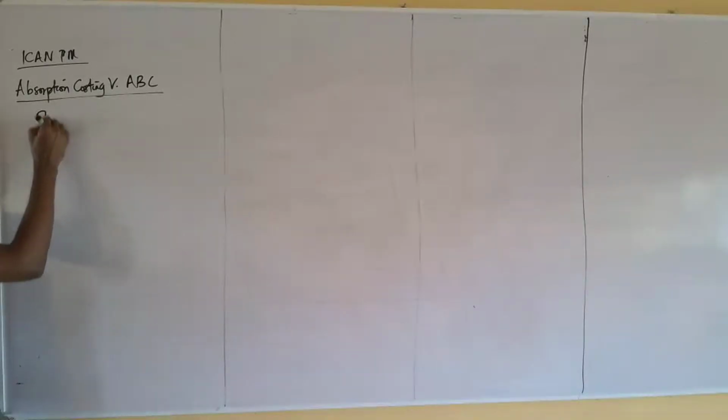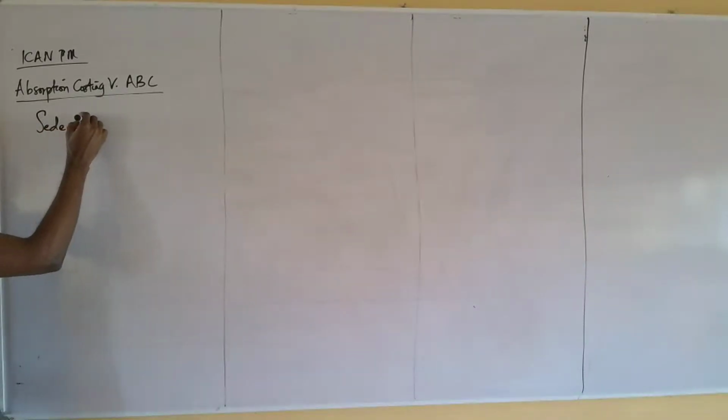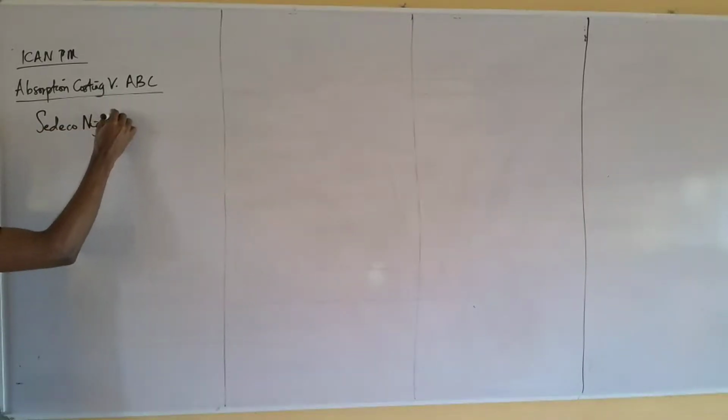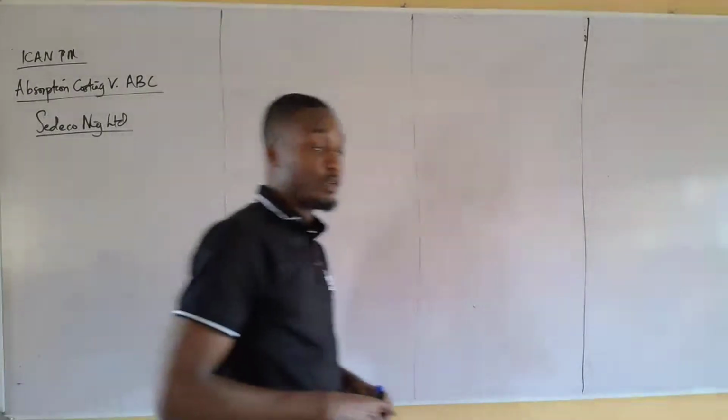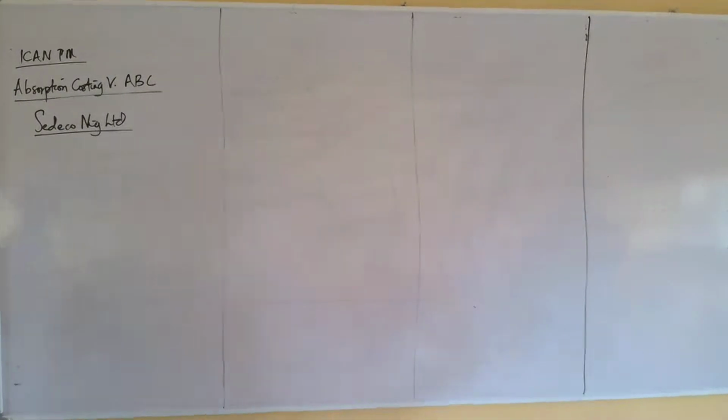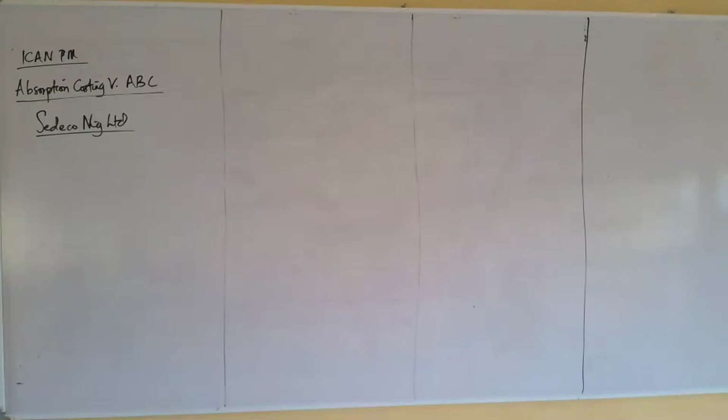Let's finish up the question. Sedeco Nigeria Limited. I think last time where we stopped was completion of unit cost across ABC and traditional costing, right? The next part of the question, the B part, what's the requirement of the B part?